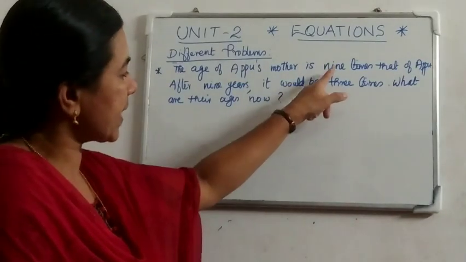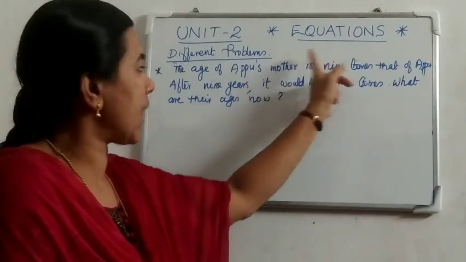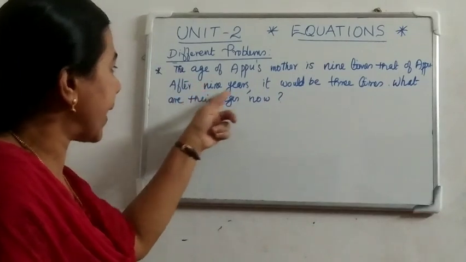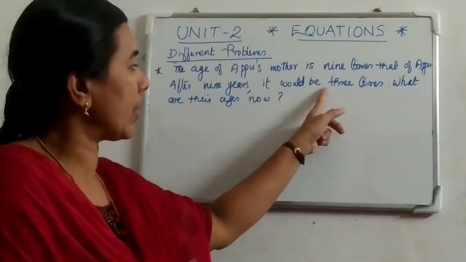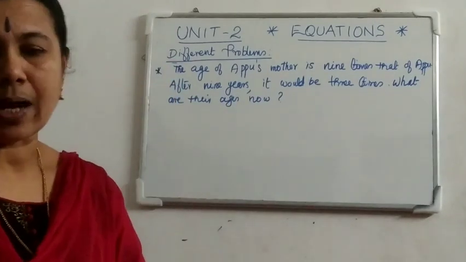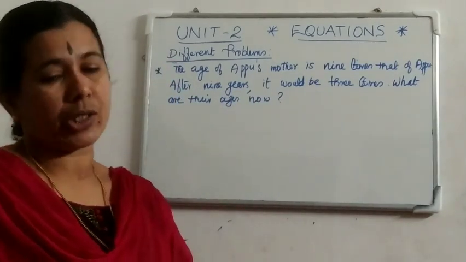In the previous case, it is 9 times. Now it is 9 times. The relation between Apu's mother and Apu's age is 9 times. And after 9 years, the relation would be 3 times. What are their ages now? We want to find Apu's and Apu's mother's age now.